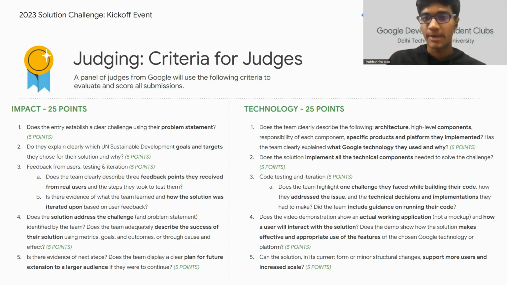Then coming to technology, 25 points are for technology, and it's divided. 5 points are given for the architecture and the high level components that you have. And what are the Google existing technologies that you are using? You have to explain it. 5 points are for that. Implementation of the technical components, points are given for that as well. And furthermore, the actual working of your technology and how you are going to support it if the number of users increases, 5 points are given for that.